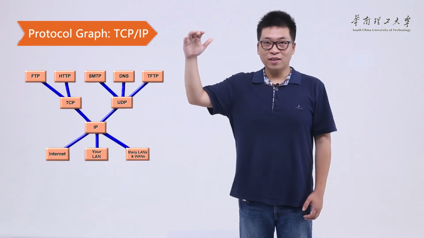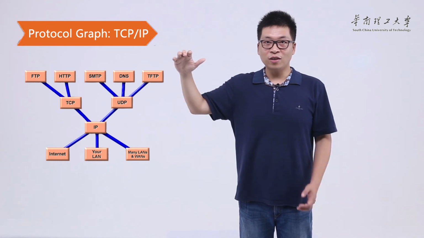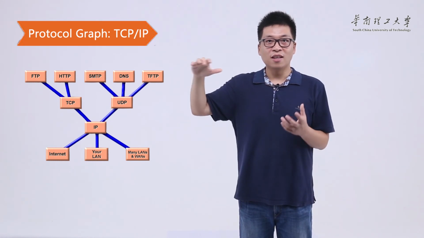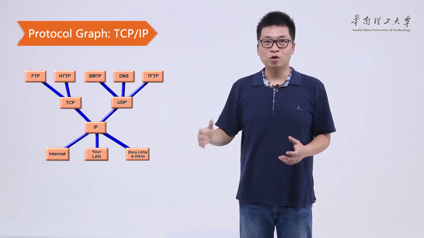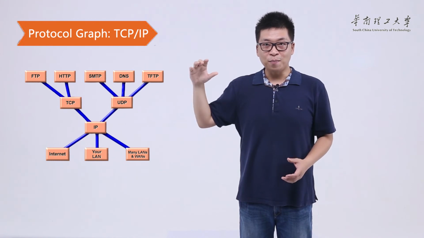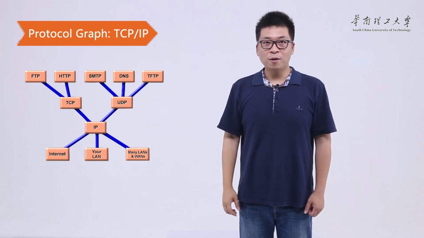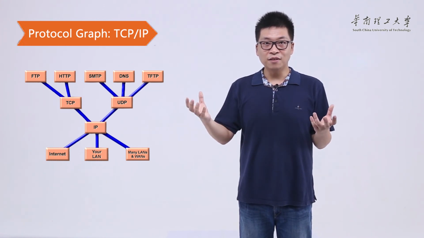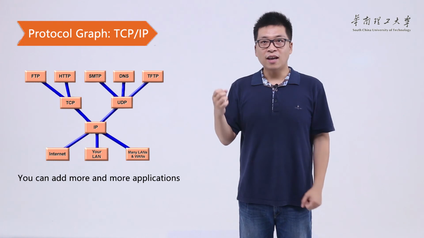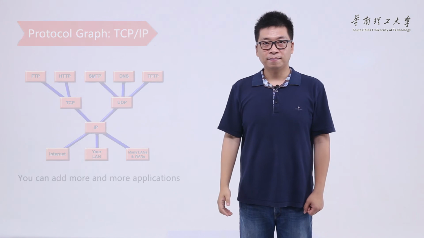We have various application protocols on the application layer on top of the model. All these different application protocols either use the TCP or UDP protocol for data communication on the transport layer. And both TCP and UDP work on top of the IP protocol, the Internet Protocol. The IP protocol works like a glue to make sure data can be delivered across different networks and allows you to add more and more applications on the Internet.